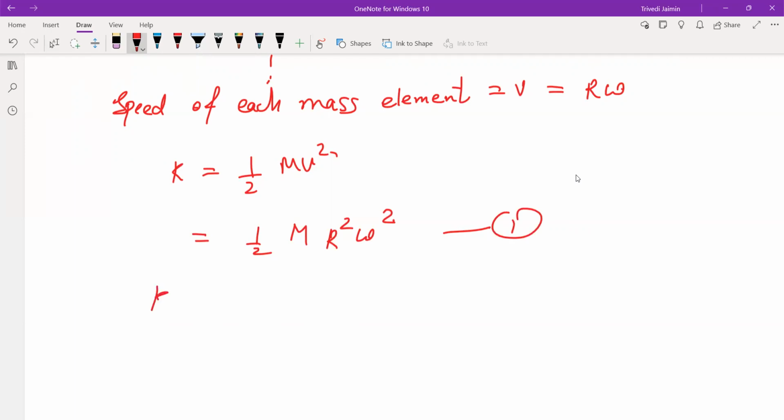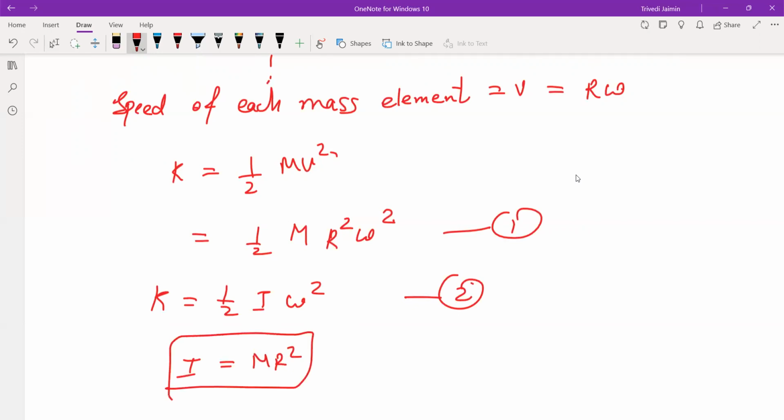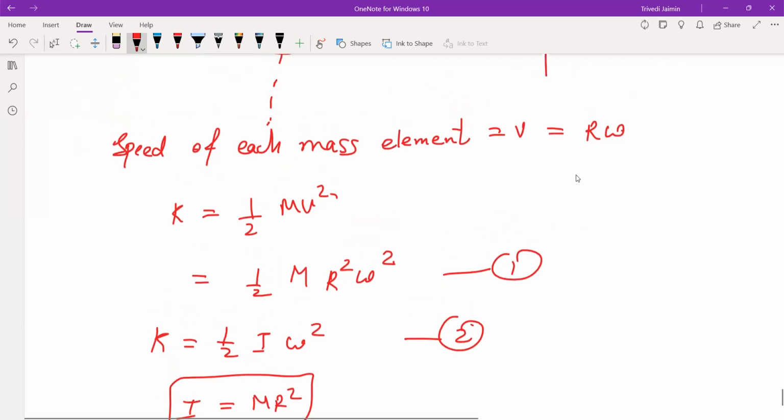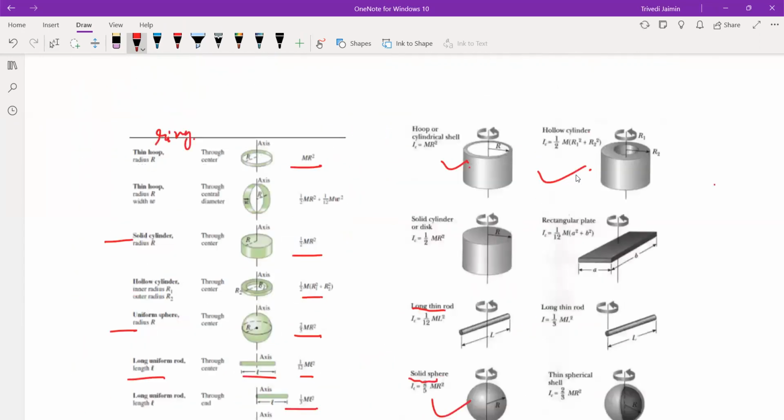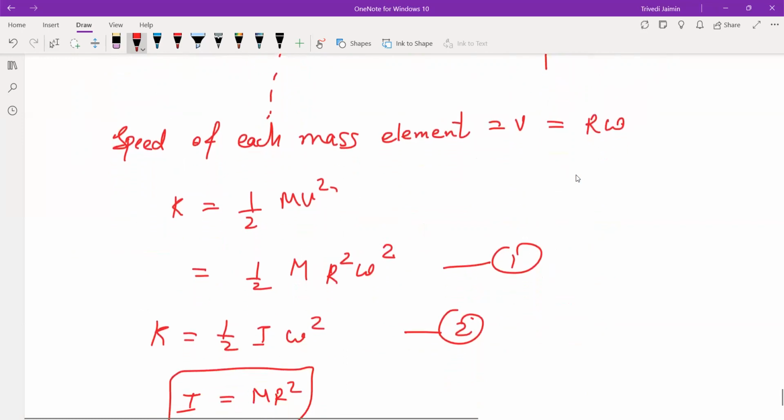Second equation, we also know K equals half I omega square. Let's take it as equation number 2. So if we equate these, I get I equals MR square. Simple. Are we doing anything complicated? We got it for the first one, MR square. Easy.